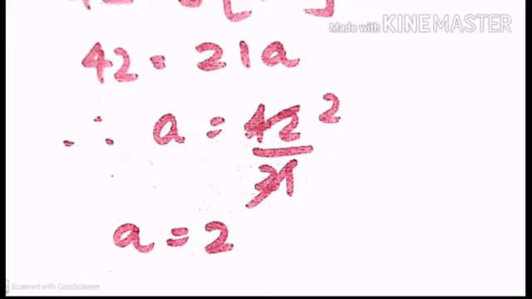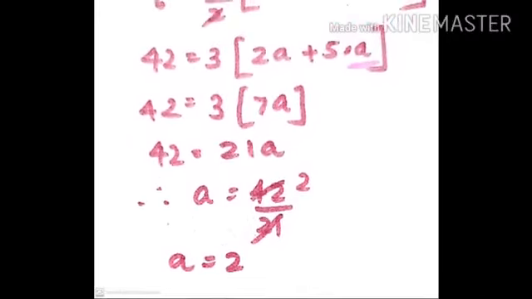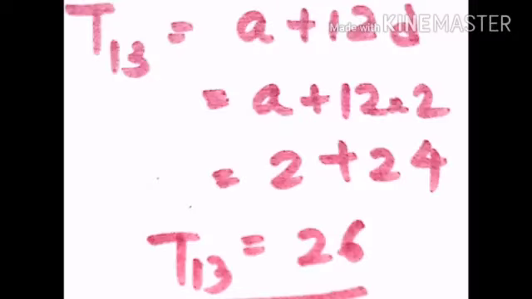So our first term is found now. Now we have to find T13. According to the formula of Tn, T13 is equal to A plus 12D. So A plus 12 into 2, as the D value is 2. So 2 plus 12 times 2, which is 24, so T13 we found here is 26. So here they asked two things: first is to find the first term and the other is the 13th term. So we have completed our question number 6.